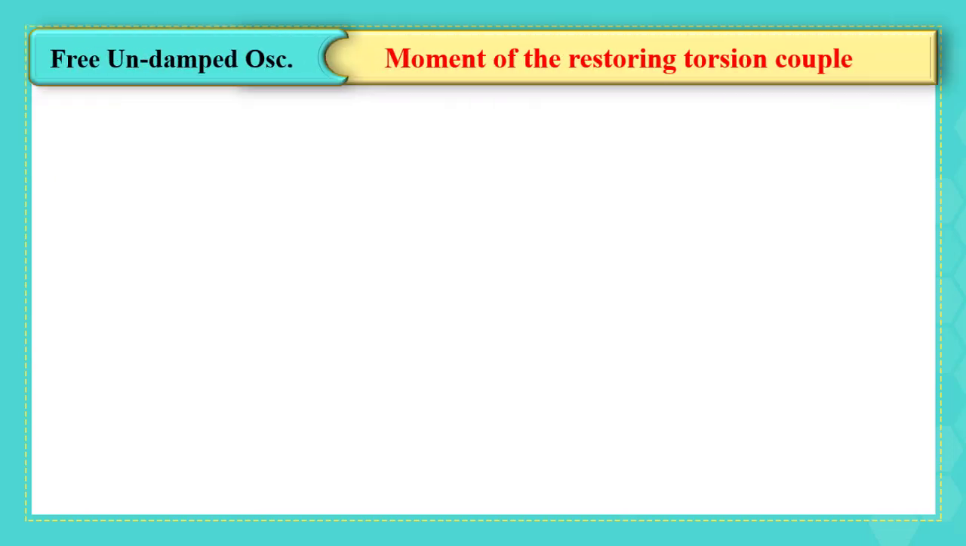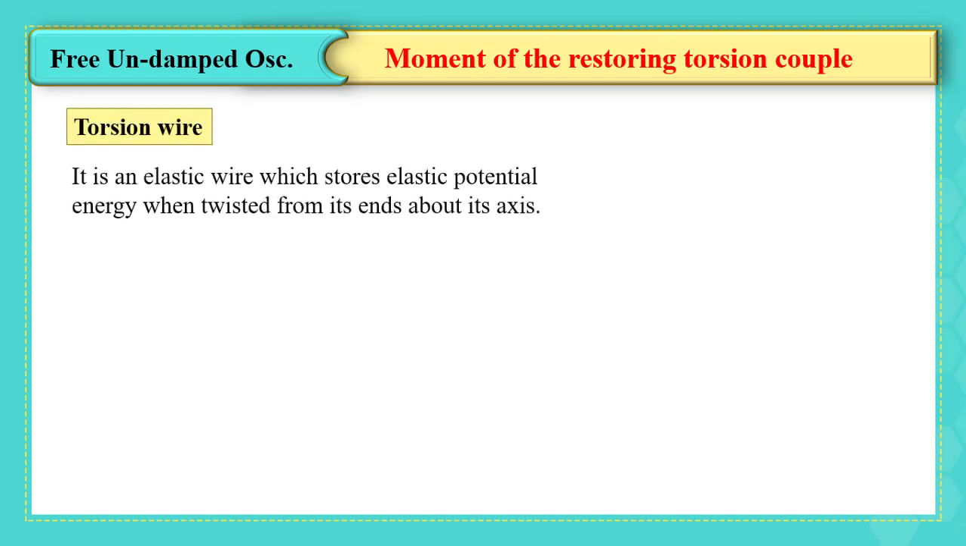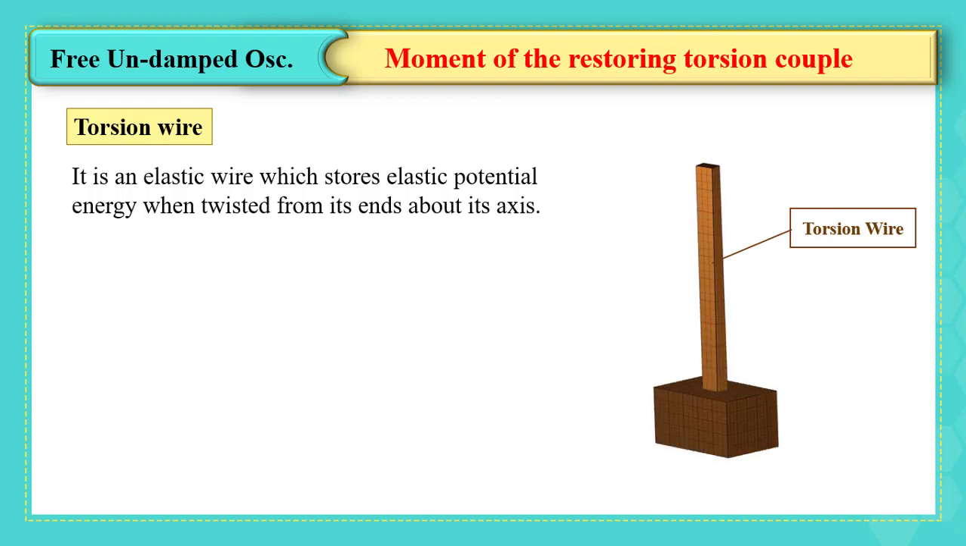Let's start with the first idea, which is the moment of the restoring torsion couple. First, we're going to define the torsion wire. A torsion wire is an elastic wire which stores elastic potential energy when twisted from its end about its axis. As an example, this is a torsion pendulum, which is formed of a torsion wire. The upper end of this torsion wire is fixed to a support, and the lower end is connected to a rigid cube. The cube is rotated from its equilibrium position in the horizontal plane about a vertical axis passing through the torsion wire.